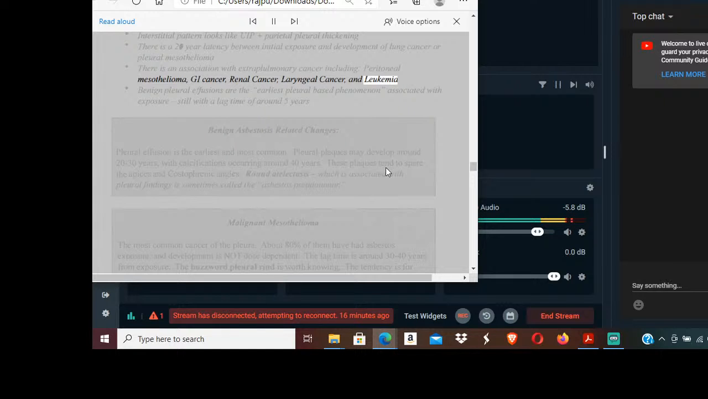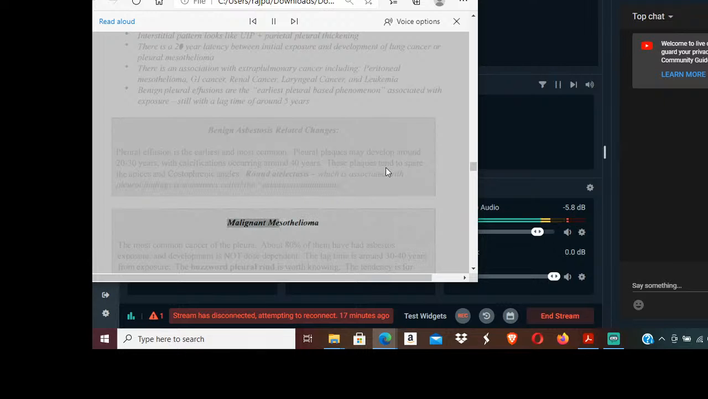Benign pleural effusions are the earliest pleural-based phenomenon associated with exposure, still with a lag time of around 5 years. Asbestosis-related changes: pleural effusion is the earliest and most common. Pleural plaques may develop around 20 to 30 years, with calcifications occurring around 40 years. These plaques tend to spare the apices and costophrenic angles. Round atelectasis, which is associated with pleural findings, is sometimes called the asbestos pseudotumor.